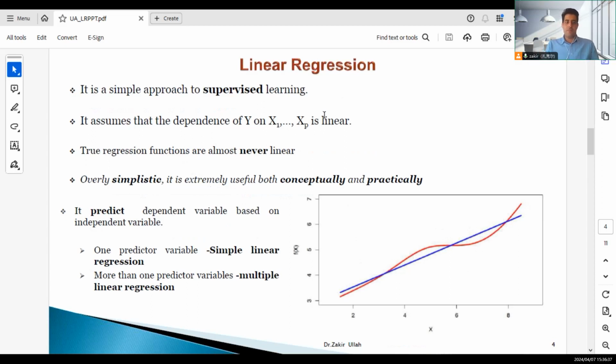Although linear regression is overly simplistic, it is extremely useful both conceptually and practically. Linear regression is about predicting the dependent variable based on the independent variable. In case of one predictor variable, it is called simple linear regression. In case of multiple predictor variables, it is called multiple linear regression. In this presentation, we will keep our discussion limited to simple linear regression, and we'll talk about it in more detail.